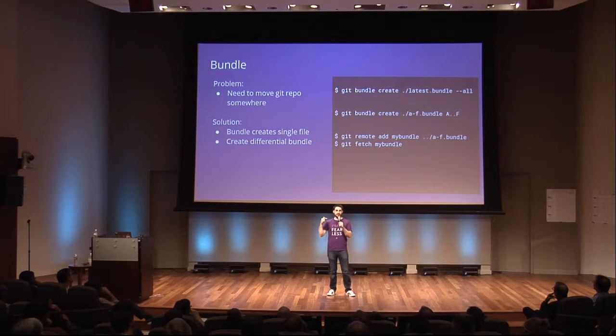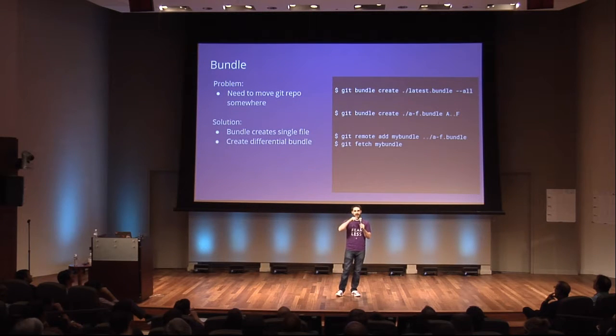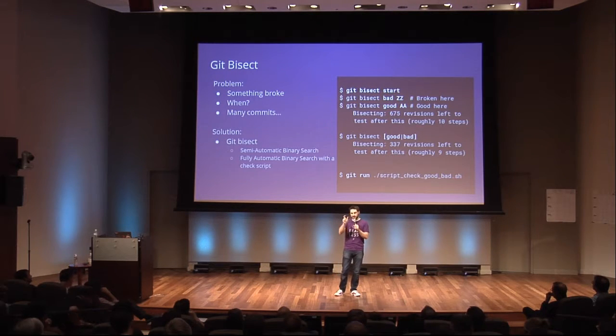If you need to move your Git repo to a different place, somewhere that doesn't have access to the internet, perhaps, you could zip up all these things like a monster, but you don't want to do that. You want to create a file that you can clone from, that you can pull from, and git bundle can do this. It can also create differential bundles, so you just have a series of commits.